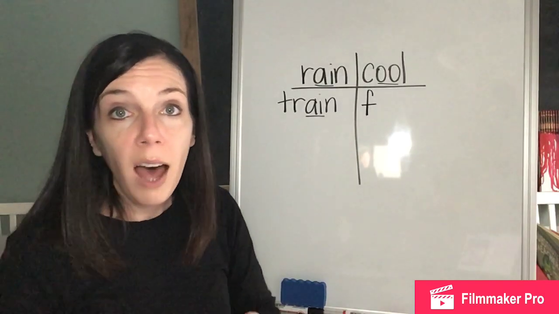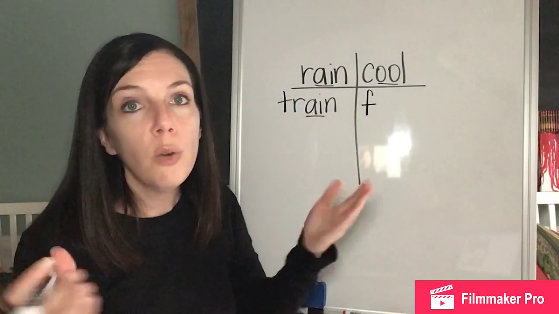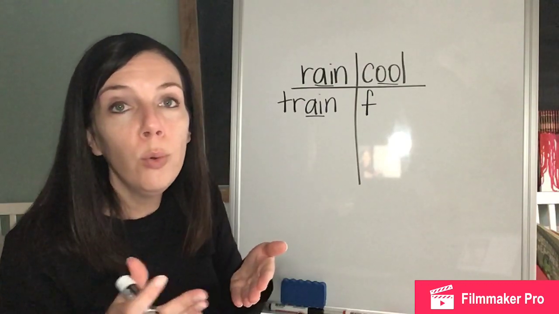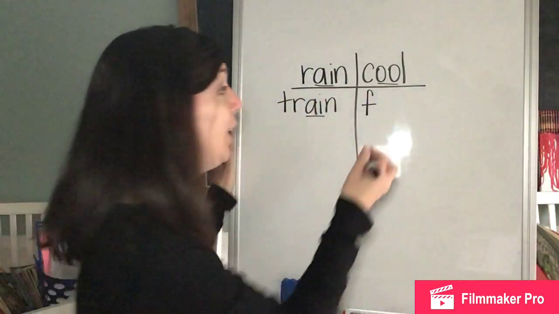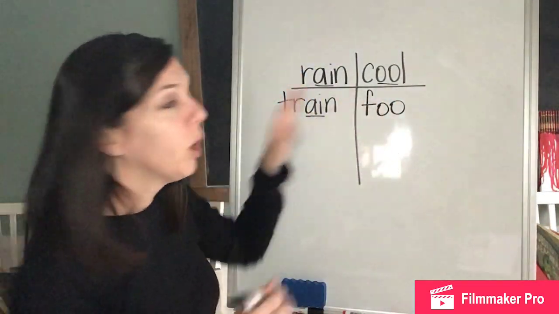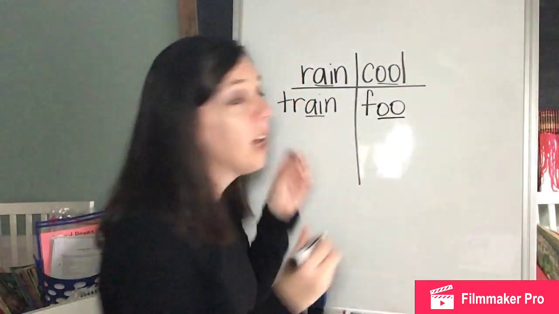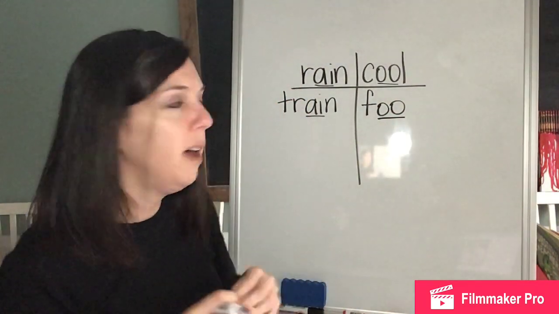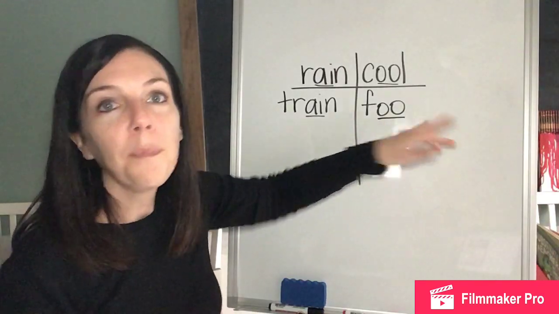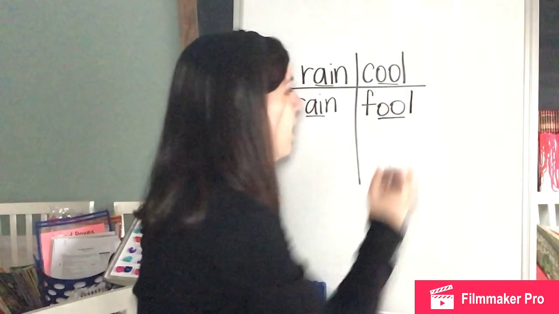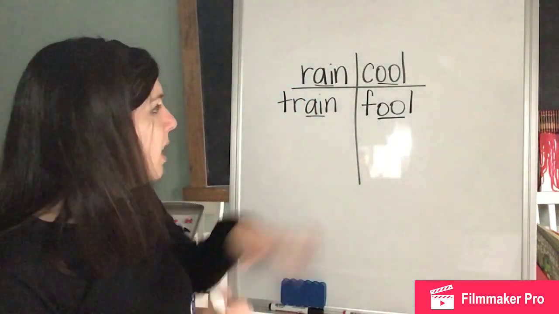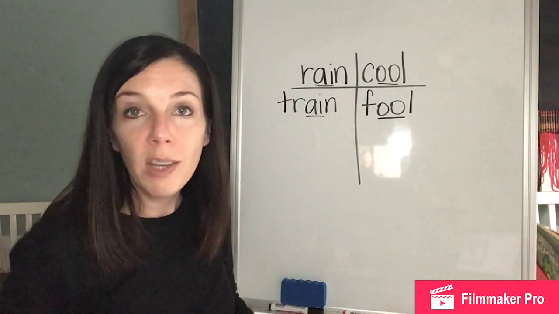Then when we stretch it out, we hear f-ool. So what hunk and chunk do you hear after that f sound? F-ool. Good. The O-O sound. Hopefully that is what you said. And we're going to underline it so we know that's our hunk and chunk and it's going to make that oo sound. Then what do we hear at the end? F-ool. The L sound. Very good, you guys. All right. So we have our word fool and our word train. Let's see what our next word is.